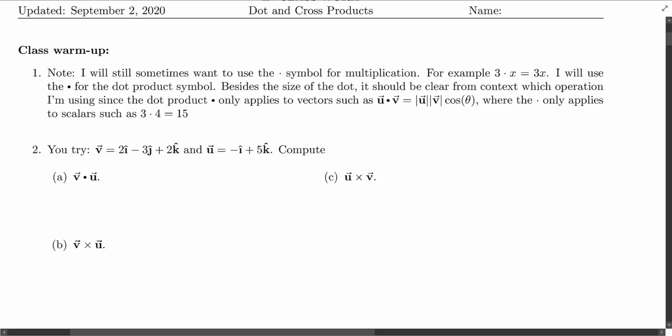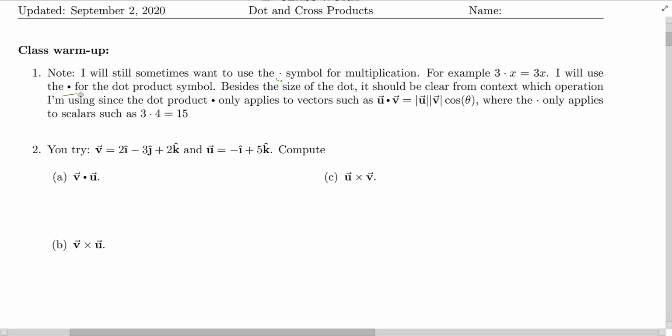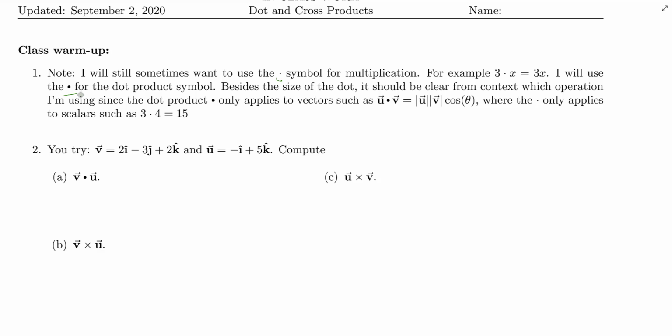Okay, folks, so real quick note on notation. I'm going to continue to use the small dot to mean multiplication, while I'll use a larger, bolder dot to mean the dot product. I'm not really concerned about that. I know that sometimes if I'm writing it may be difficult to tell which is which, but you should always be clear simply from context.